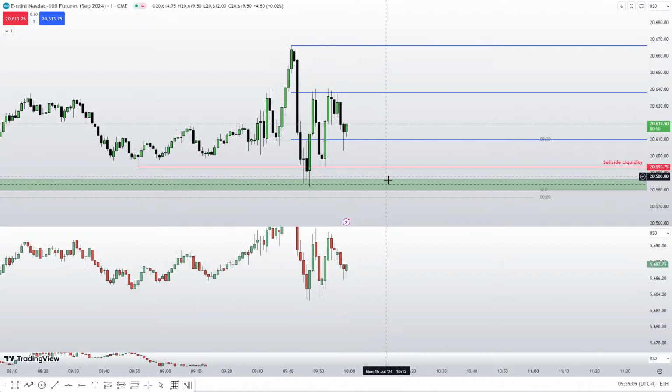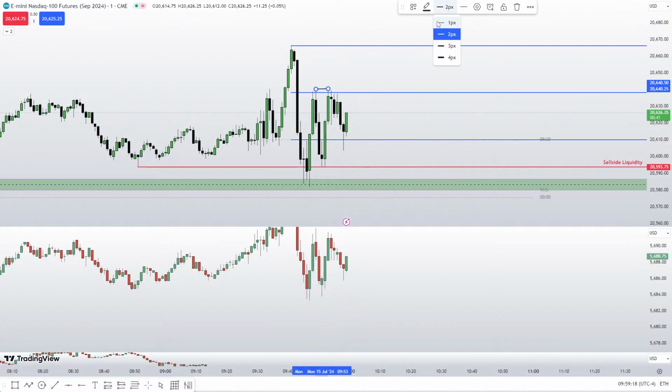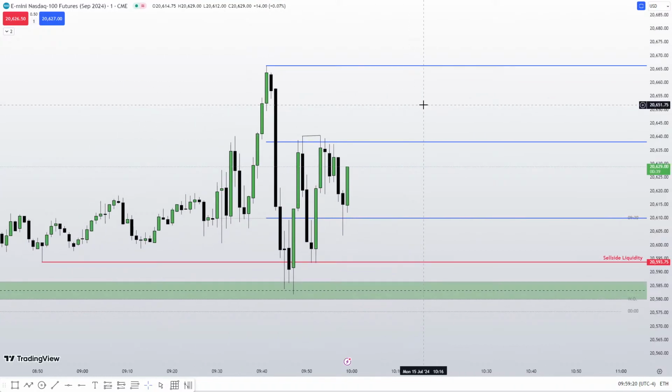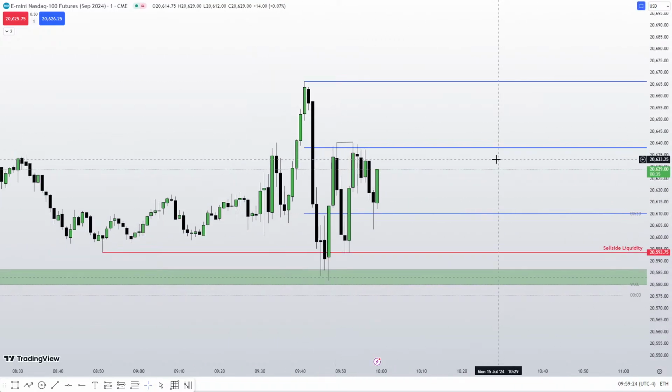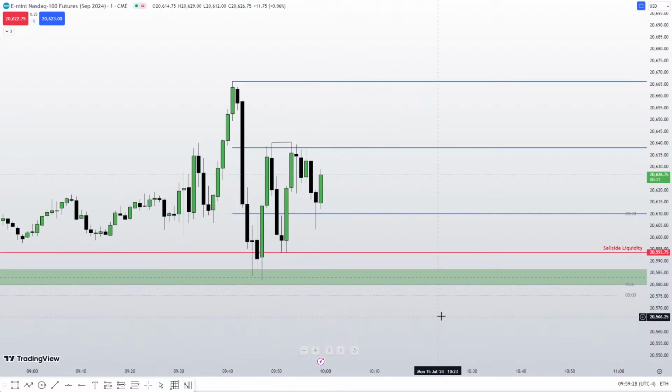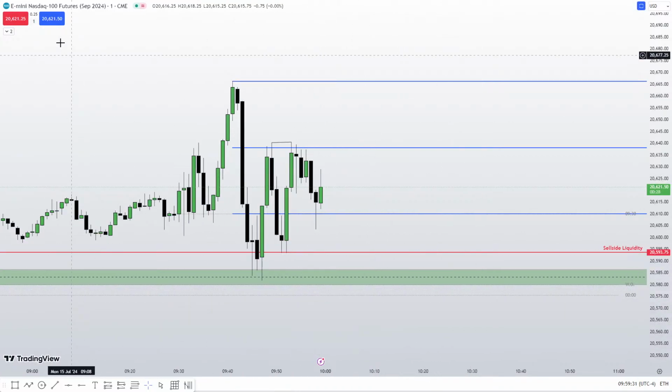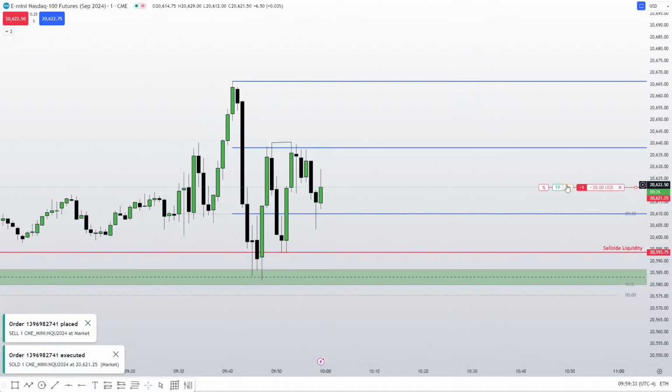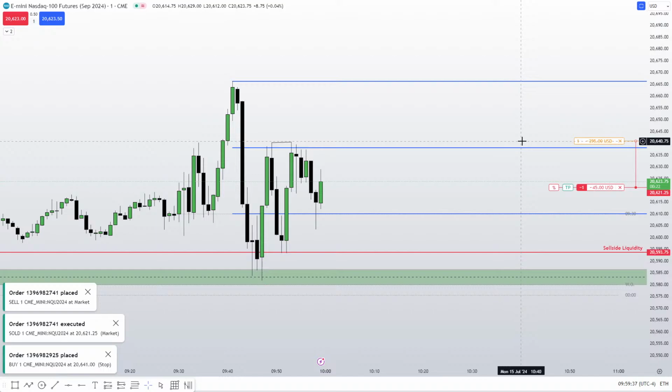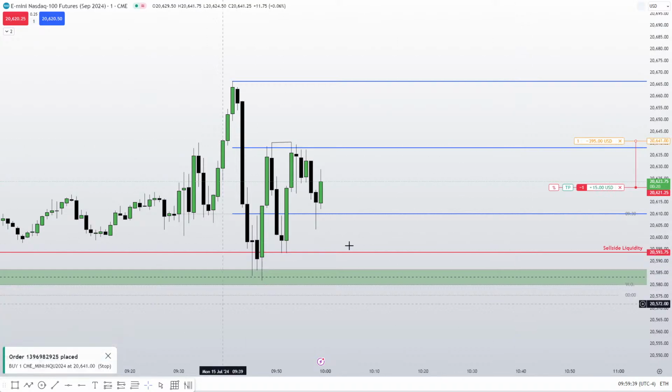There's a macro going on right now. We have SMT. We still don't have a nice displacement right now. Whatever we do right now will be low probability, and most probably it will give us a stop loss. So that's why we are paper trading. I'm pushing my button right here, with stops above this SMT. It can take my stop loss.